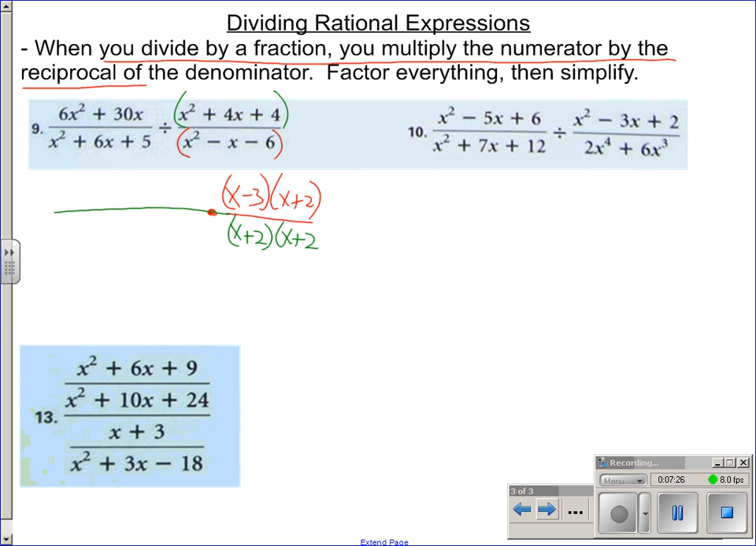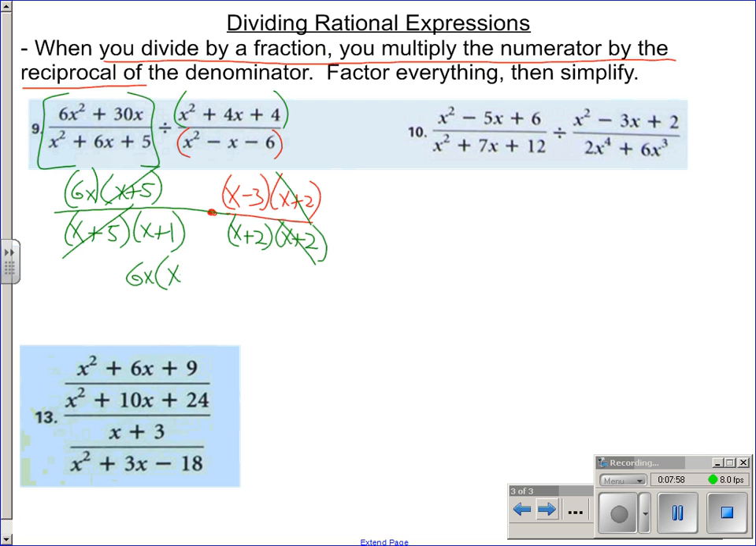Okay, we are multiplying that by the numerator. This whole thing was our numerator. So we got a factor of 6x. We're left with x plus 5. In the denominator, we got x plus 5 and x plus 1. All right, so common factors, top and bottom. We got x plus 5s. We got two factors of x plus 2 in the denominator, but only one of them cancels out with the numerator. And that's it. So now we're looking at 6x times x minus 3 over x plus 1 times x plus 2.